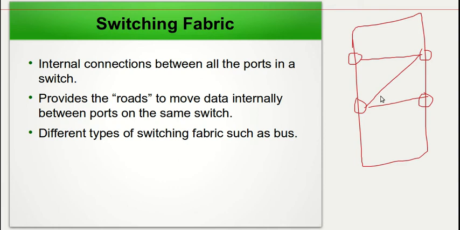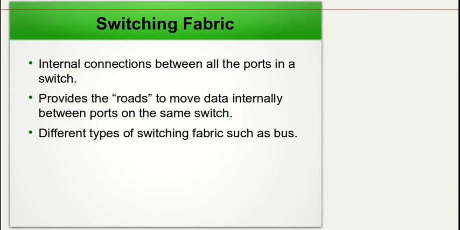Now there are different types of switching fabric, such as the bus fabric, and at the CCNA level we don't have to get into an in-depth view of what the switching fabric looks like. All we have to know is that there is a switching fabric, and it's used to move data between our ports, kind of like roads or pathways that a switch can use in order to move data between the different ports.